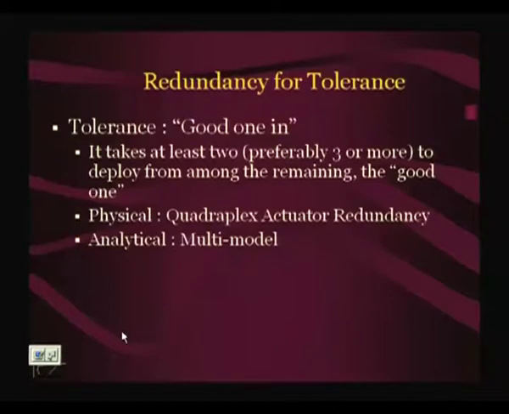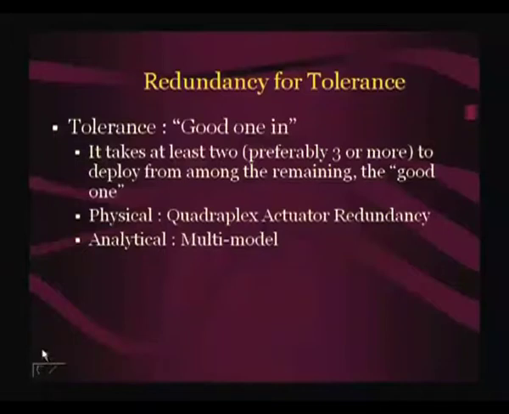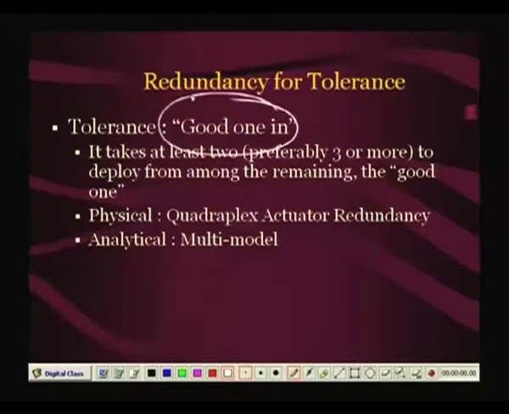Similarly, while you need redundancy for detection, you also need redundancy for tolerance. Detection is get the odd one out, and tolerance is bring the good one in. So obviously you will have to have a good one, and in many cases it turns out you can create information from models and computation, but you cannot create energy. So if one particular device like an actuator has failed, you cannot really tolerate that fault unless you have some sort of redundancy available in your system.